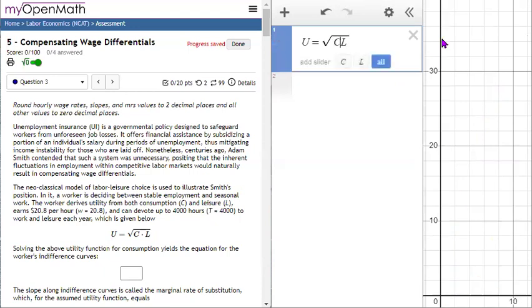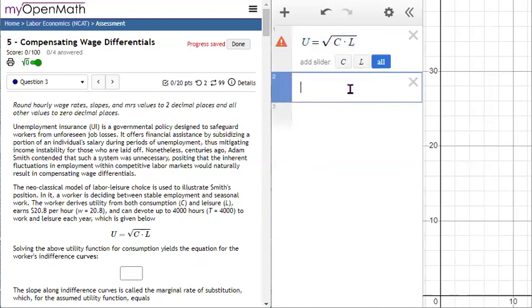So now I want to solve this for C, holding utility constant. If I solve this for C, I'll get what's called the indifference curve, right? In order to do that, you have to square both sides of the equation. When you square both sides of the equation, what happens to the square root of something?